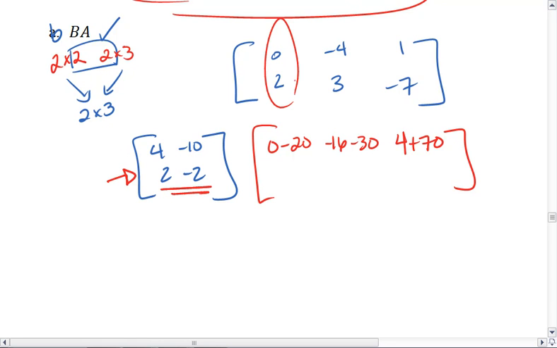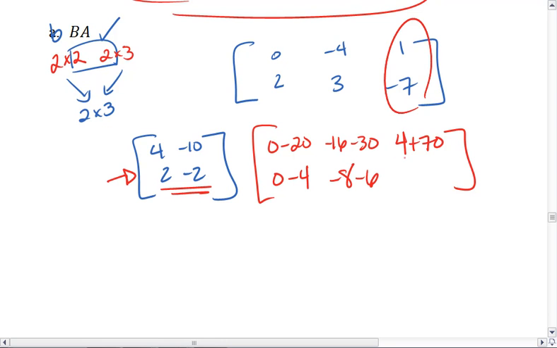I match this up with the first column. I get 2 times 0 is 0, negative 2 times 2 is negative 4. Now I'll match it with the second column. 2 times negative 4 is negative 8, negative 2 times 3 is negative 6. And finally with the third column, 2 times 1 is 2, negative 2 times negative 7 is positive 14.